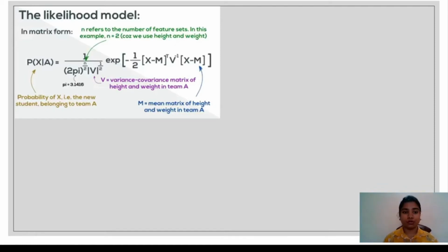Why is n equal to 2? Because we use the height and weight. Again, this capital V refers to the variance covariance matrix of height and weight in team A, and this capital M is considered as the mean matrix of height and weight in team A.